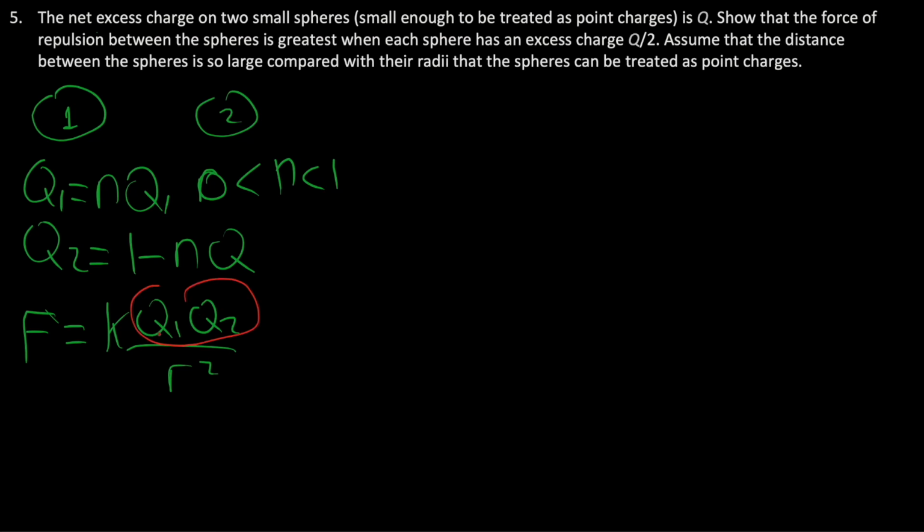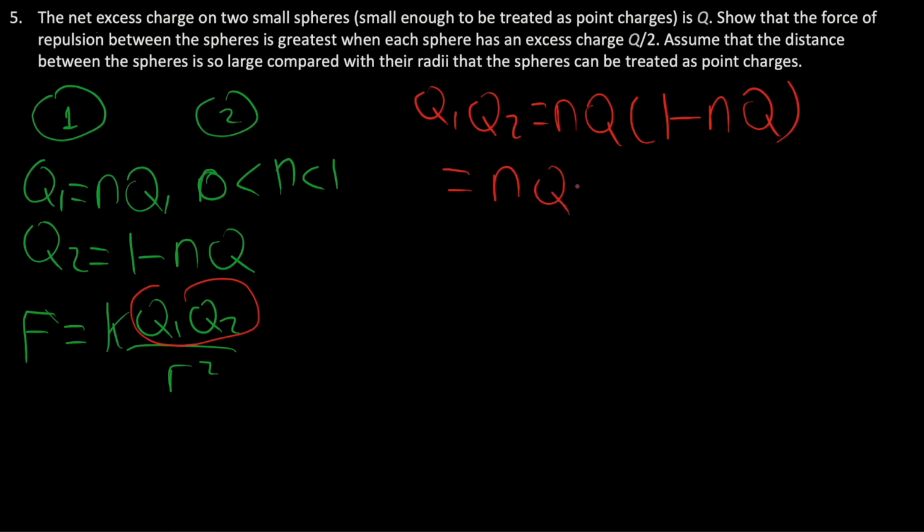The force is greatest when q1 times q2 is greatest. So q1 times q2 is equal to nq times (1 minus n)q, which is equal to nq minus n squared q. And then you can take q as the common term. So it's equal to k times (n minus n squared).